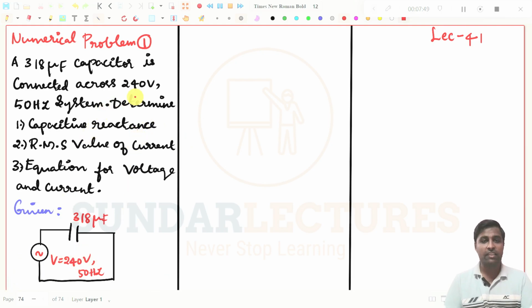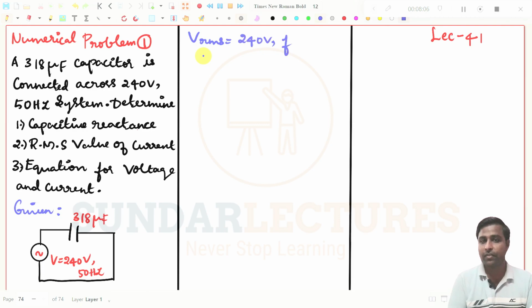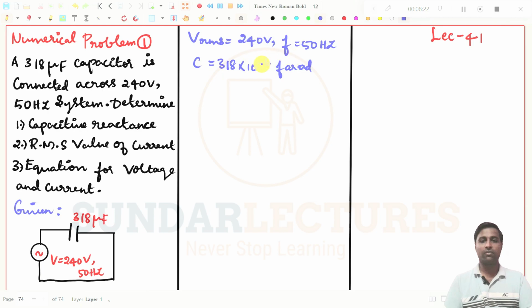Here they have given you 240 volt. What is the 240 volt? It is by default the VRMS value. So you write it down. VRMS value is equal to 240 volt, and frequency is 50 Hz, and capacitance C is equal to 318 into 10 to the power minus 6 farad. Since it is in microfarad, we have written it like this.